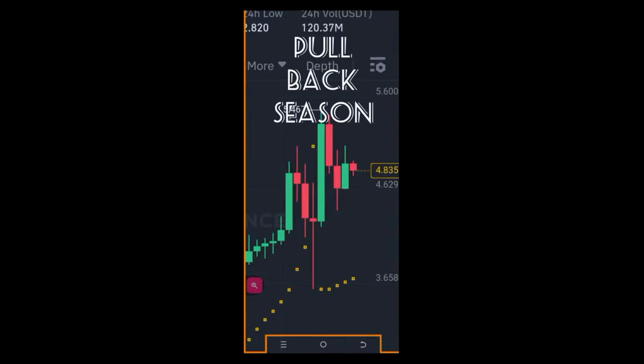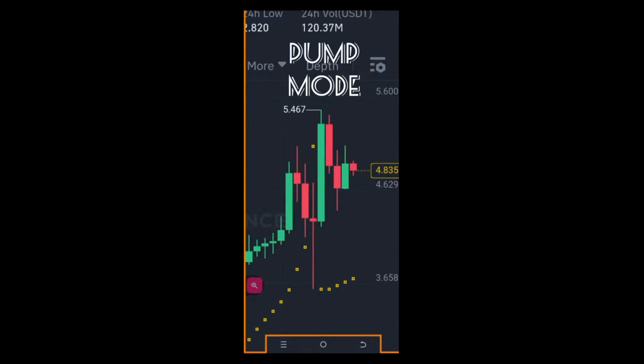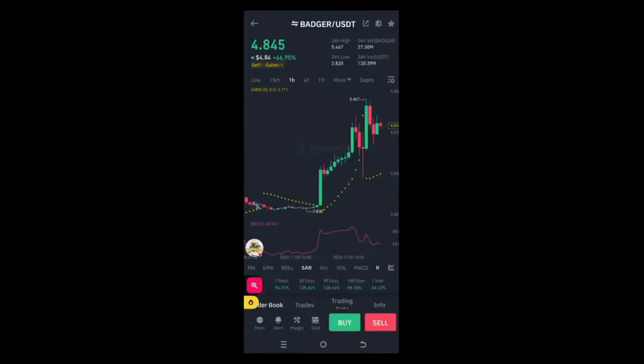So until I see it's in pump mode, because that's another thing you must consider, pump mode. The pump mode is very important. That means that it's actually leveled and it's in a green candle, and it is stopping and increasing at that same point. That is what I call pump mode. Okay, so this is what I call a pullback season. So you have to wait it out.